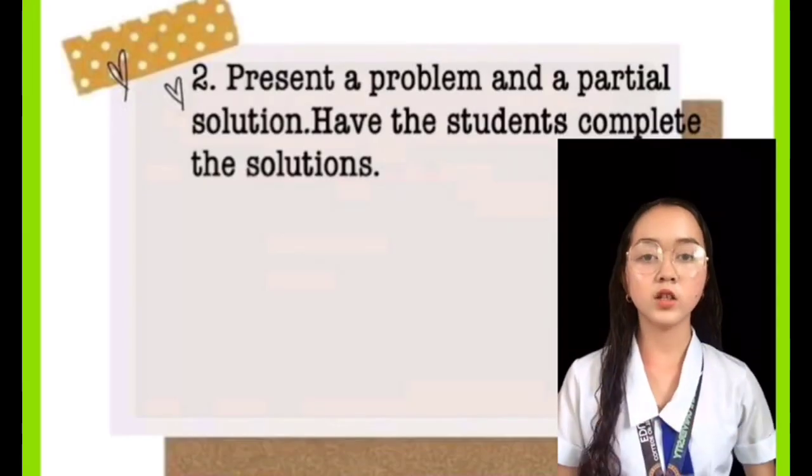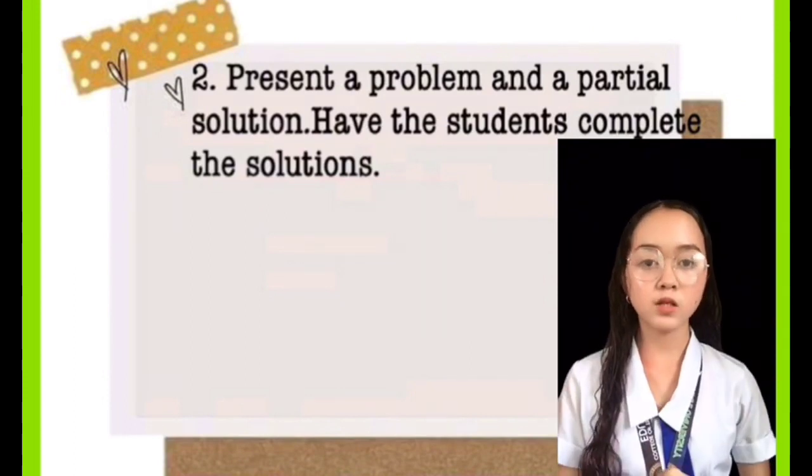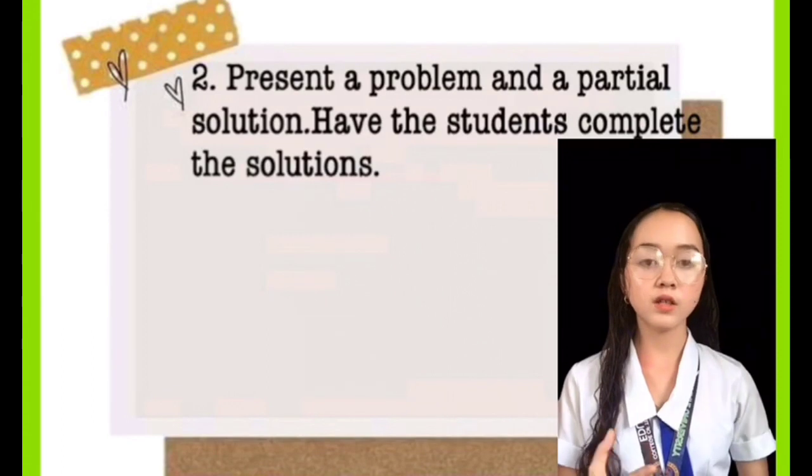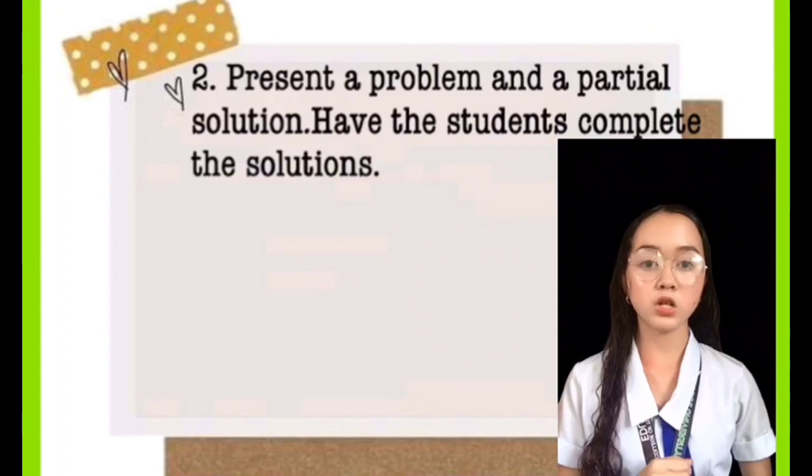The second example in enhancing a mathematics problem-solving assessment is to present a problem and a partial solution, but have the students complete the solution. With this strategy, students will be able to think critically on how they are going to finish solving the problem by being given a partial solution. They can also ask themselves what they need to do just to complete the solution and arrive at the correct answer. Also, they can rationalize what specific method or technique they need to use just to solve the problem and get to the final answer.